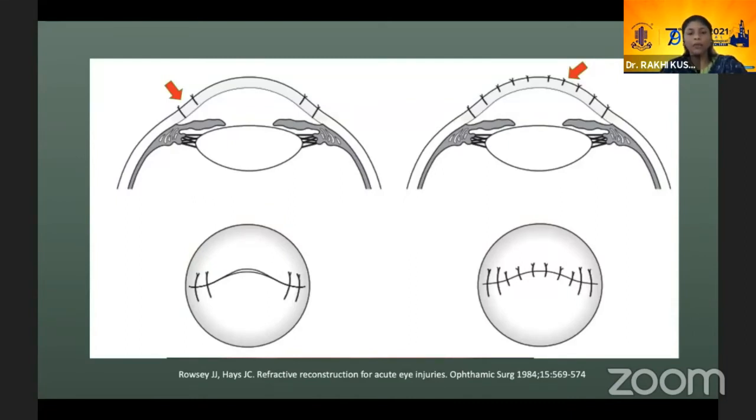Then in the periphery, we give large sutures, widely spaced, because large sutures have a large zone of compression, so they can be widely spaced, and they cause peripheral compression and flattening. And we want slight steepening in the center, so we give small, minimal tension sutures in the center which are closely spaced to avoid any wound leak. In this way we can try to maintain the contour of the cornea as much as possible.